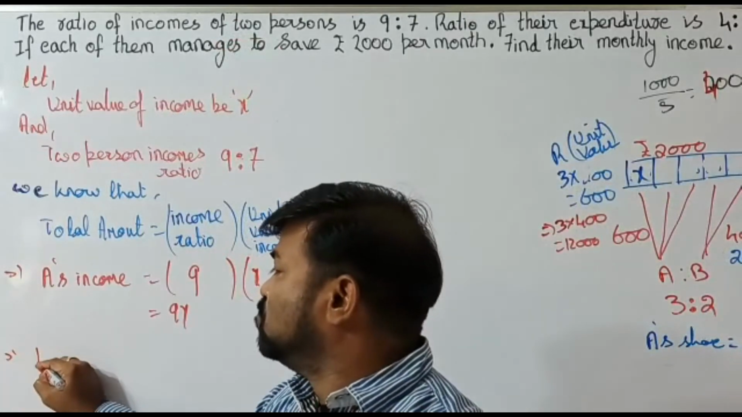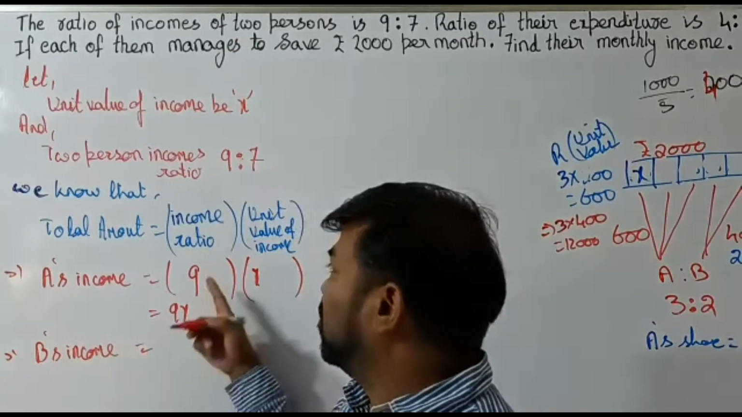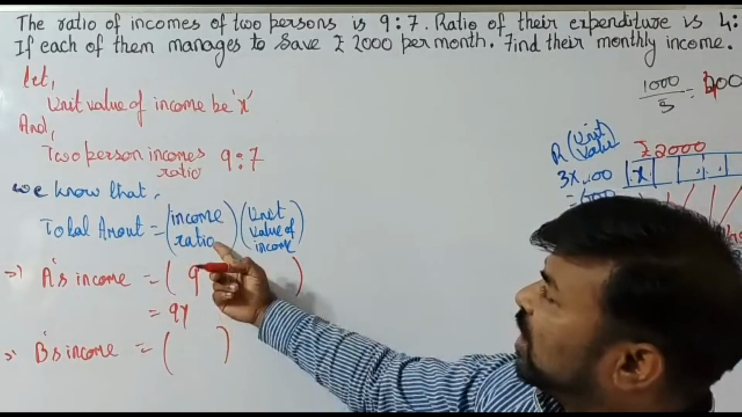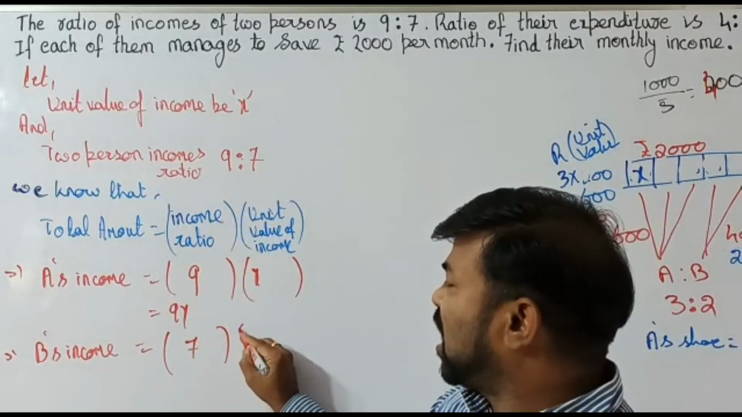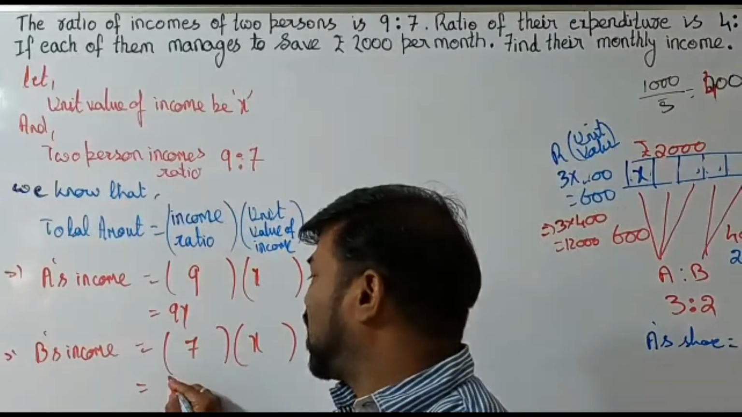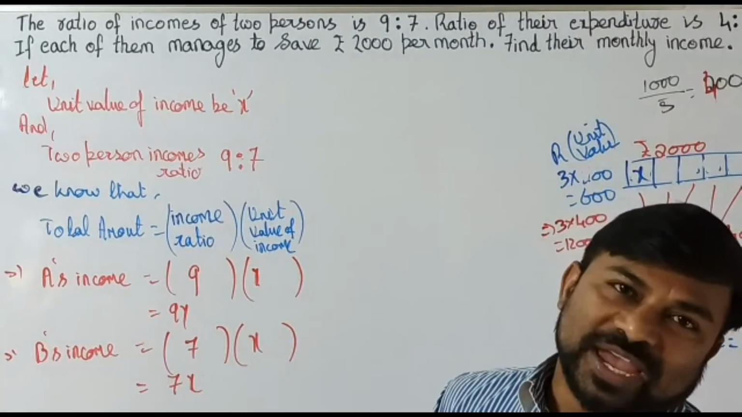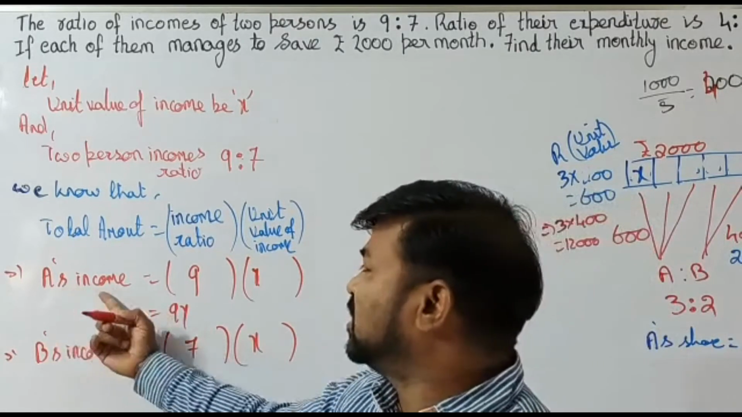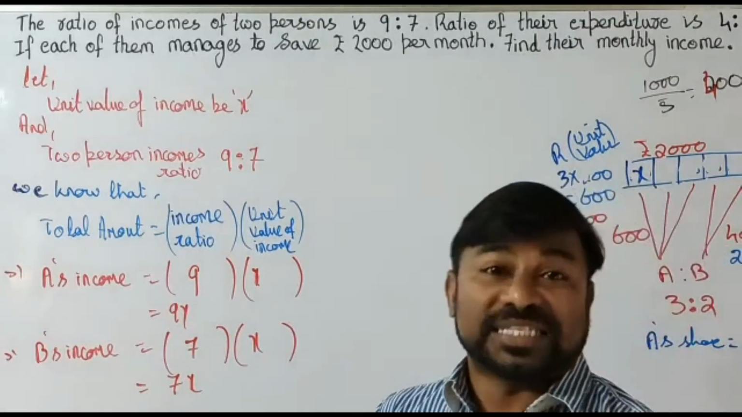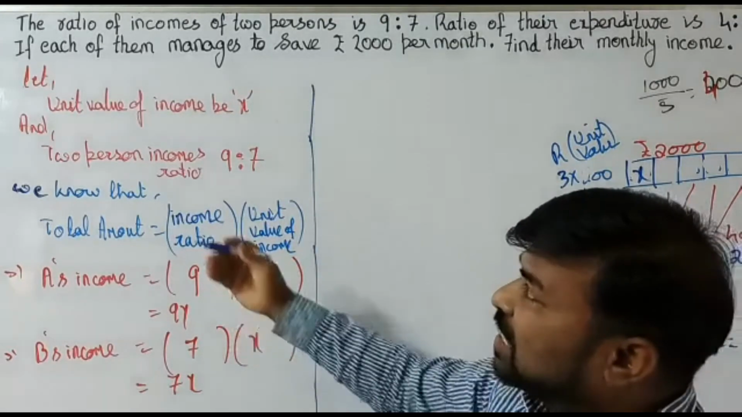Now which implies B's income. What is B's income? What is the income ratio? Income ratio is 7 and unit value is nothing but X. So, it's nothing but 7X. So, incomes of A and B: A's income is 9X and B's income is 7X. Right. Till now, we were dealing with incomes.